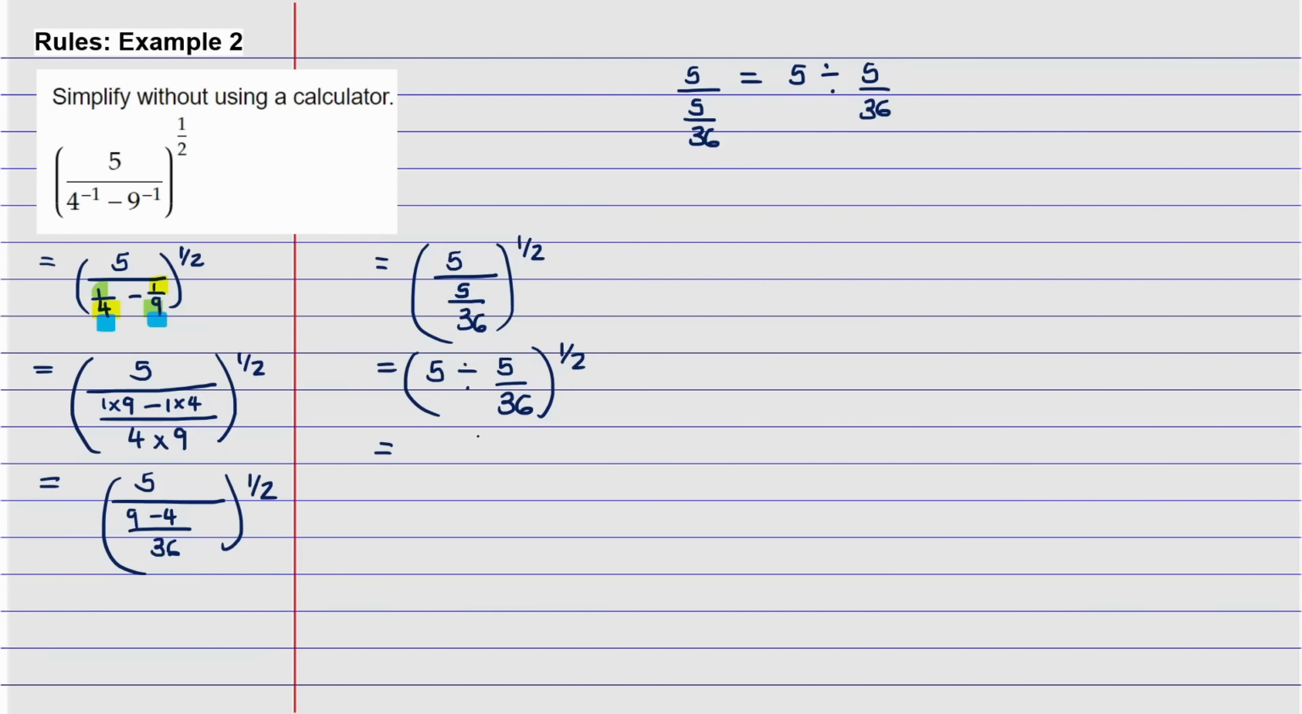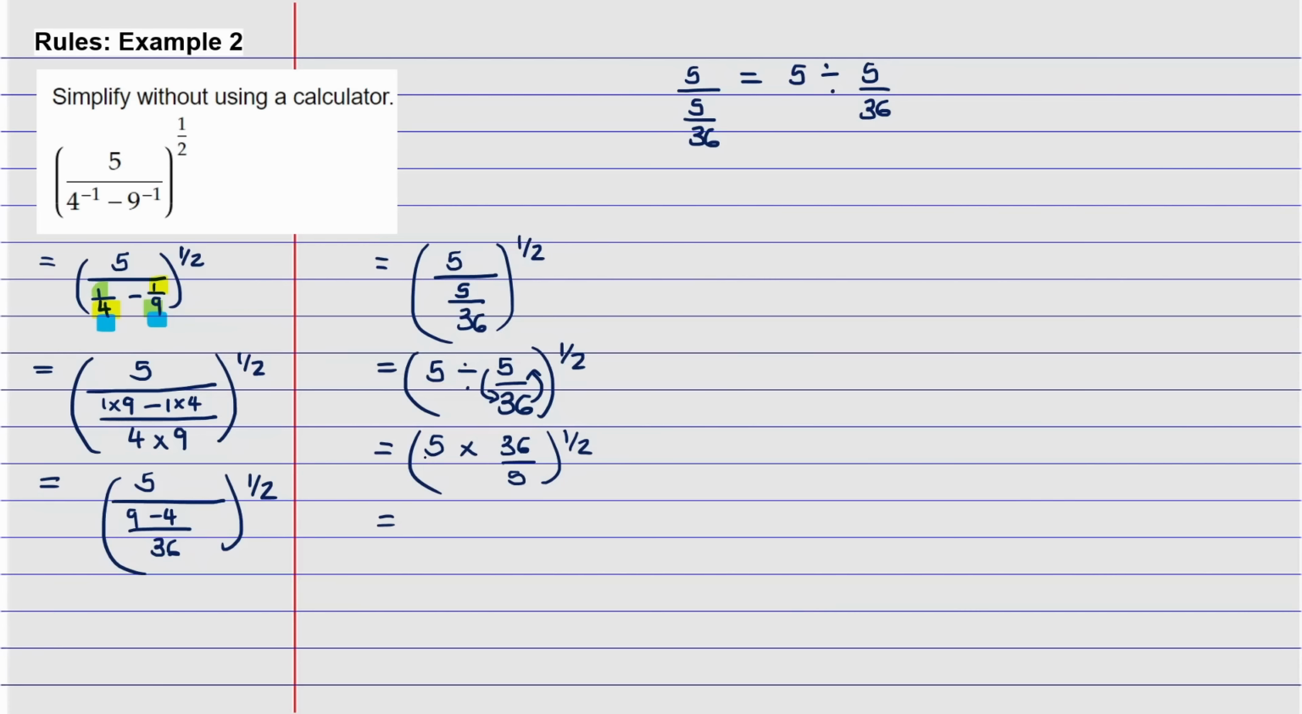So this is going to be what? Now we're going to change the division to multiplication. So let's do that. So it's going to be 5, right? Multiply. Remember the fact that the numerator goes to denominator and denominator goes to numerator, the term after the division. So this is going to be 36, right? Divided by 5. And this whole thing is to the power 1 over 2, right?